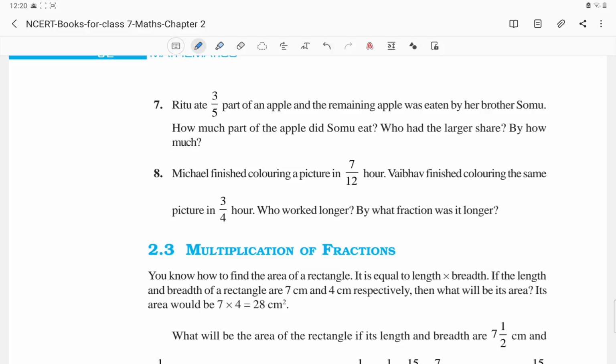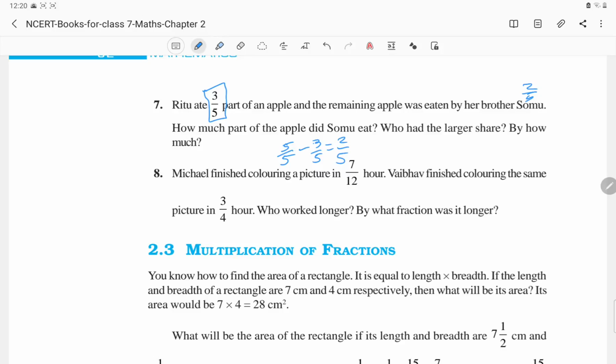So let's get the fraction that's right in front of us. 3 by 5 of an apple. And an apple will be, of course, a full apple, so that's 5 by 5 of an apple straight away. You can just say 1, but that's same as 5 by 5. I think it's way easier to work out. Minus 3 by 5, and we can work out how much her brother ate, which is 2 by 5. 5 minus 3, 2. So 2 by 5. Somu ate 2 by 5 of the part.